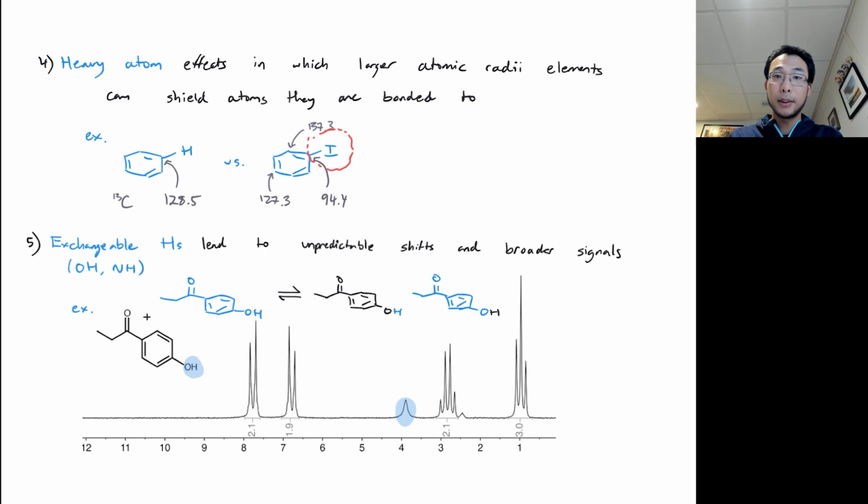You'll see this in data tables as well, that the OH and NH are indicated as very wide ranges as potential locations. Again, that's because of the fact that they can exchange and mix and show up in different environments, even though you have just one molecule that you're analyzing. Okay, so that was a quick look at chemical shifts and the structural factors that influence chemical shifts, and also the magnetic anisotropy that can lead to changes in chemical shifts.